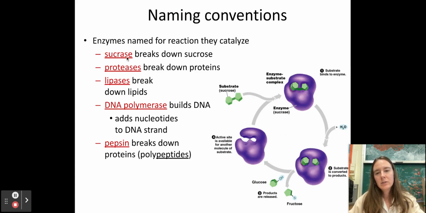Now, just a note on how to name these enzymes. Usually the enzyme name ends with ase, so sucrase, protease, lipase, DNA polymerase. Not always, though. And they usually break down the molecule that sounds like them. Sucrase breaks down sucrose. Ose is the suffix that we use when we're talking about sugar, so sucrose is a sugar broken down by sucrase. Proteases break down proteins, another type of biomolecule. Lipases break down lipids. Here's our nucleic acid. And then pepsin breaks down proteins. Remember, proteins are a chain of amino acids bonded through peptide covalent bonds, polypeptide, many peptides. So pepsin breaks down polypeptides.